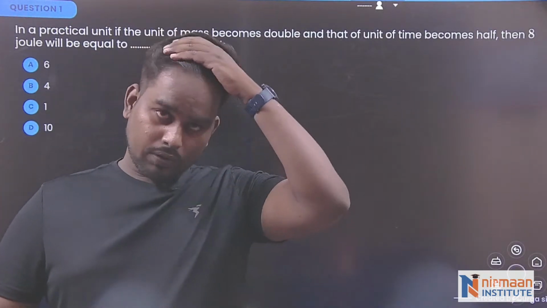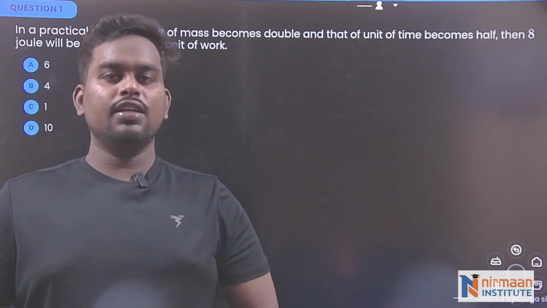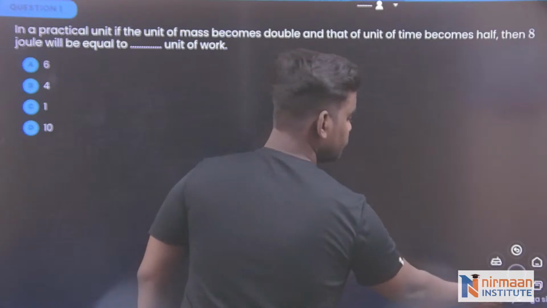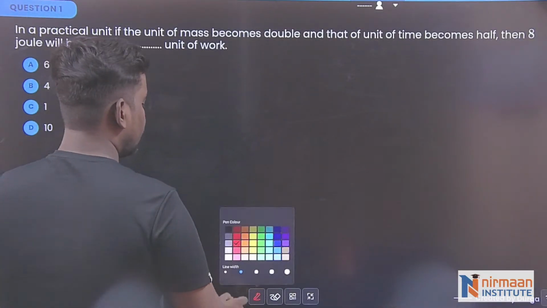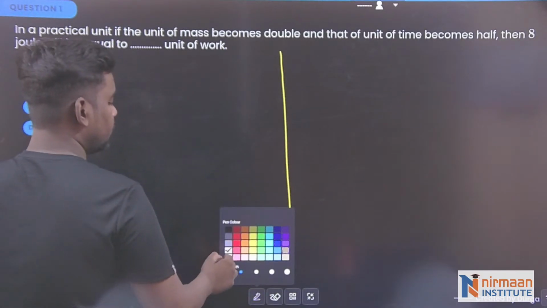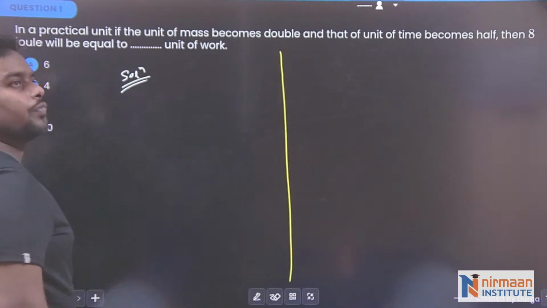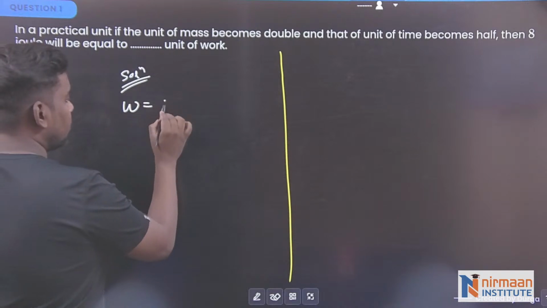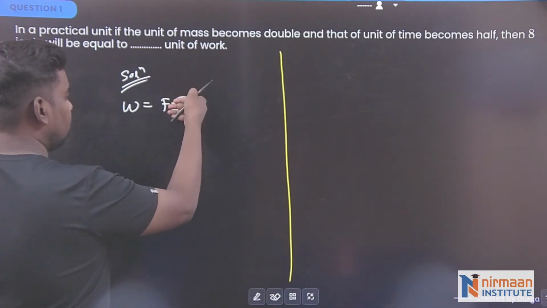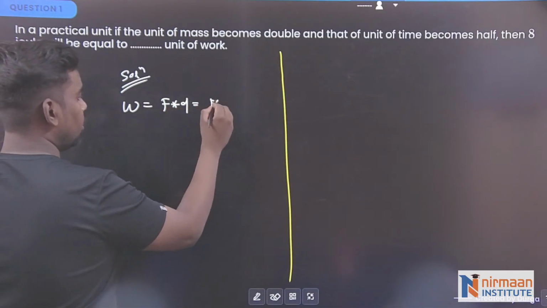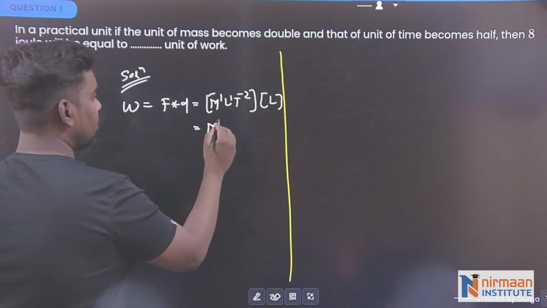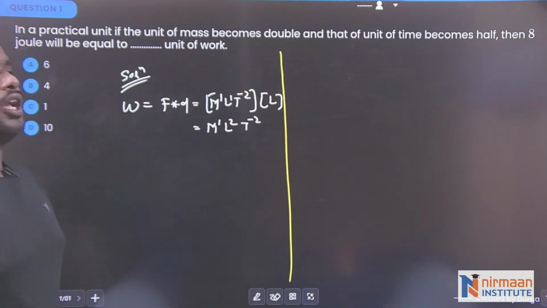So what did we study? What is work done? Force into displacement, right? And what is the dimension of work done? M1 L1. Let me write here, writing the solution. So we know the work done dimension is M1... Work is force into displacement, I can write D. Force is M1 L1 T minus 2 and displacement is L, right? That's M1 L2 T minus 2.